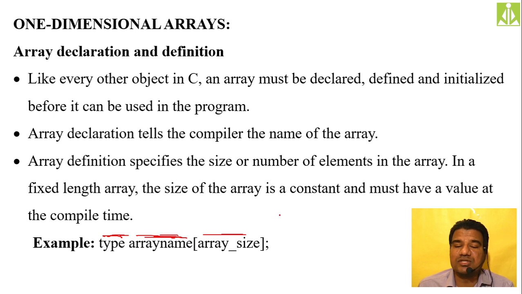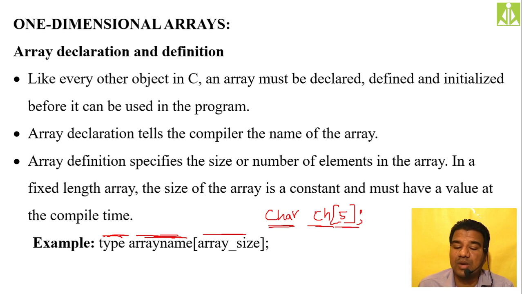So let us say I want a character array with 5 elements and the name should be ch. How can you declare the character array with name ch with 5 elements? First of all, give the array name, that is ch. Ch is my array name, and how many elements do I want? 5. And what type? Character type. So specify the character type.